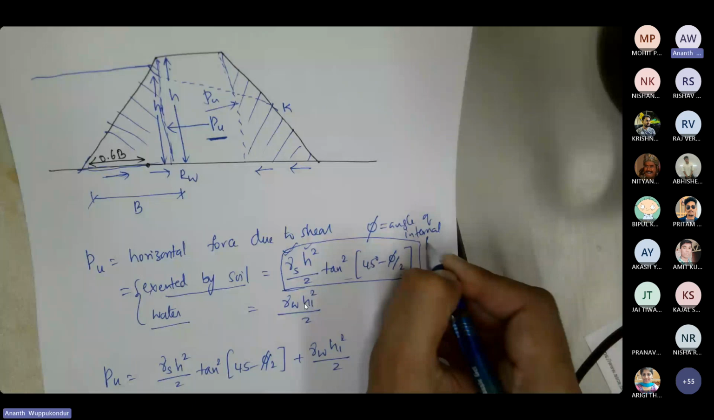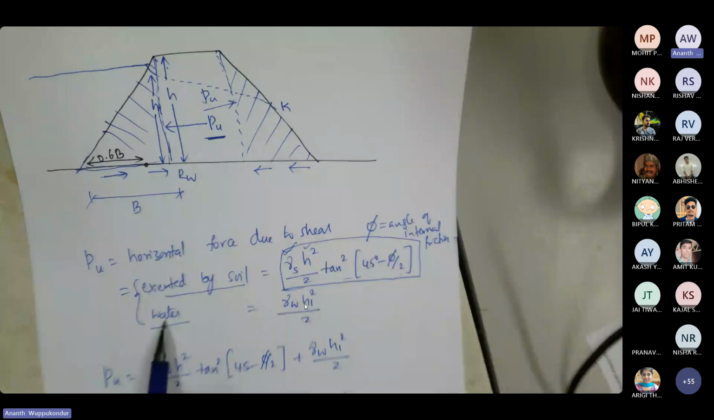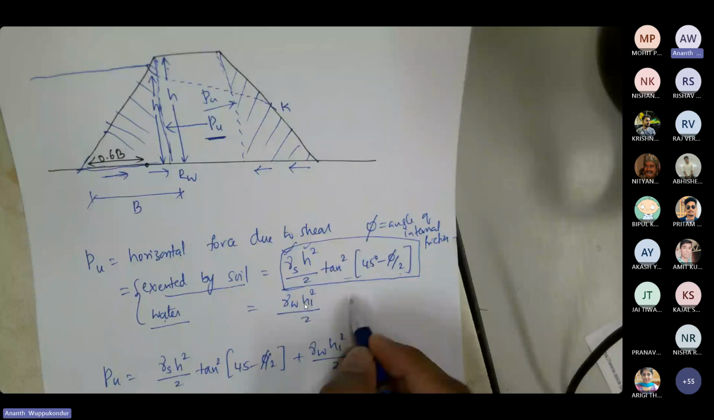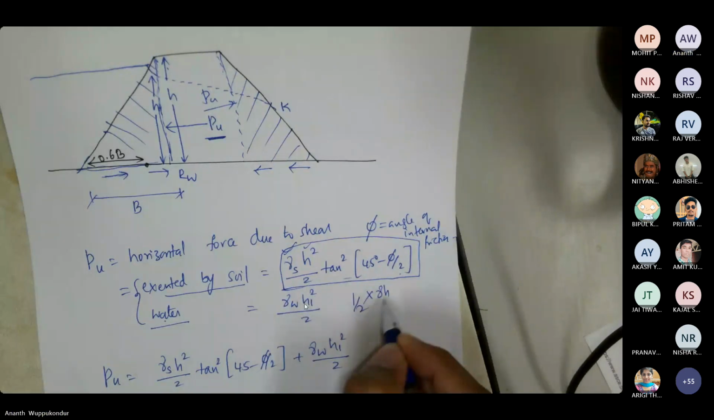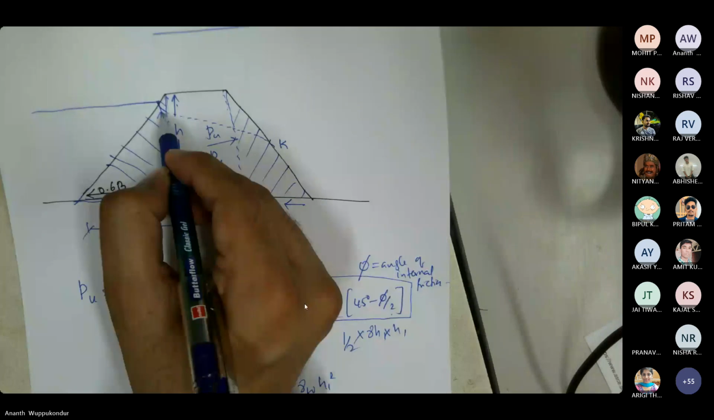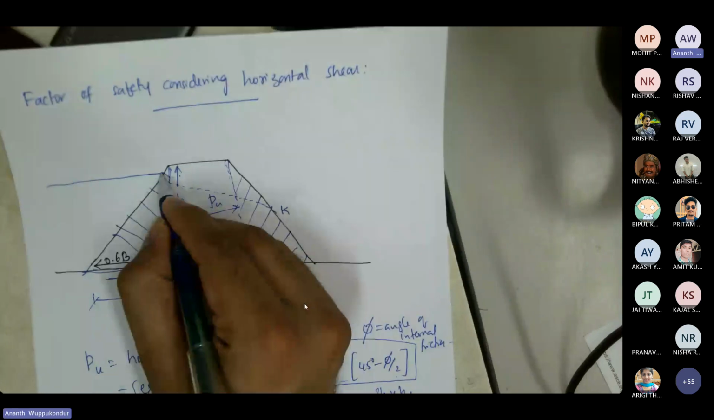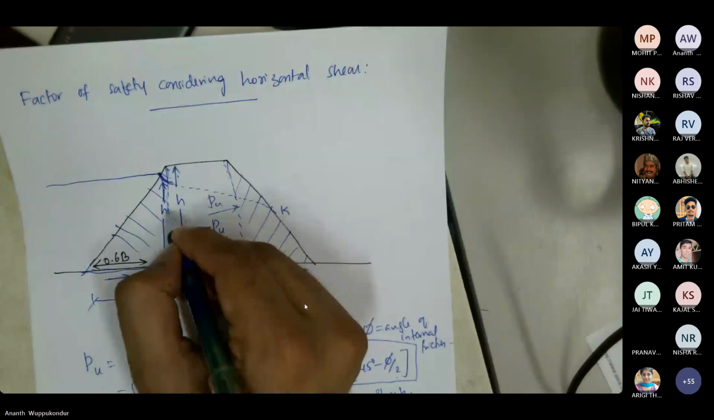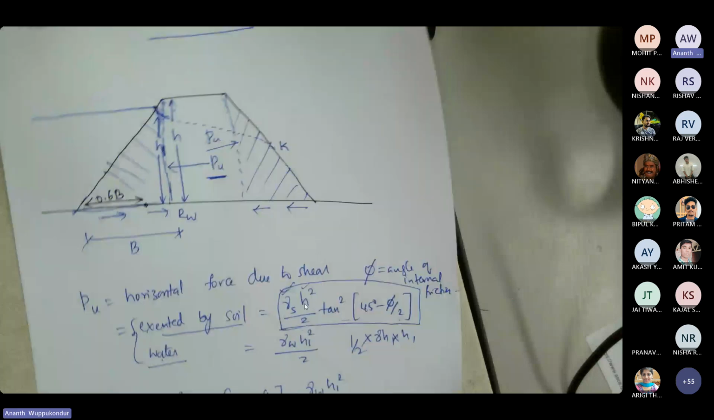Whereas the pressure exerted by the water is simply gamma h, and the force would be half times gamma h times h1. So here h1, because I'm talking about the seepage line. The seepage line is starting here and then it is dropping as it enters the dam. So the water is only up to a height of H1. So the horizontal force because of the water is gamma H1 squared by 2.